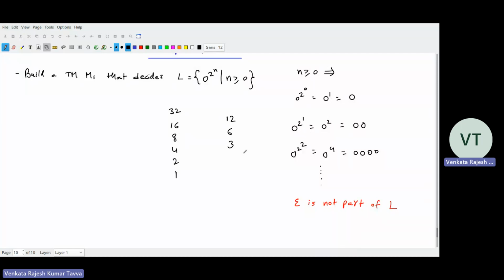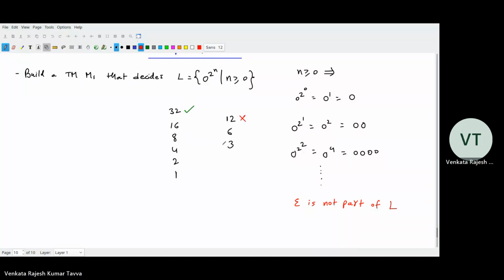That's it. Like 12 ended at 3. Some other number will end at some other odd number. The only odd number which is allowed is 1 to say it is a power of 2. So this is a power of 2 and this is not a power of 2 because it is ending in 3.